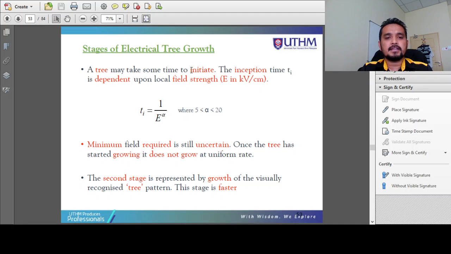A tree may take some time to initiate. The inception time T1 is dependent upon the field strength E. The formation of the tree depends on the electric field, so it can be expressed as T1 proportional to 1 over the electric field E to the power of alpha. In this case, alpha is a constant between 5 and 20.